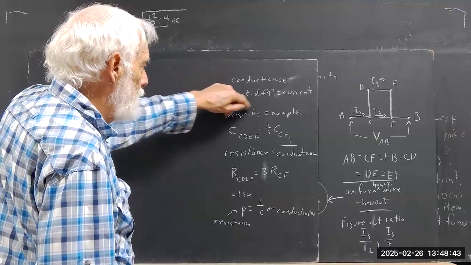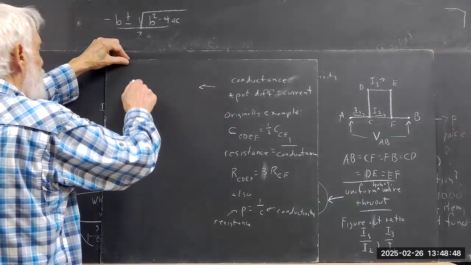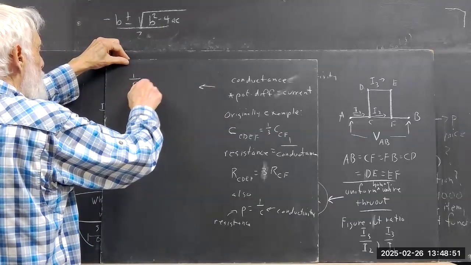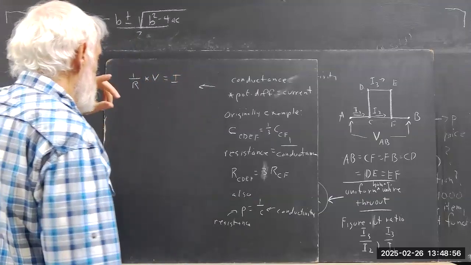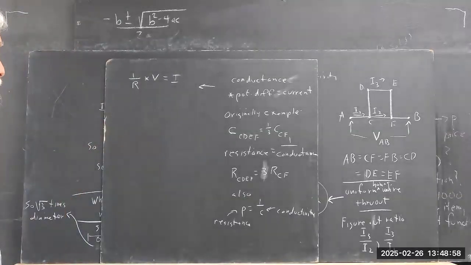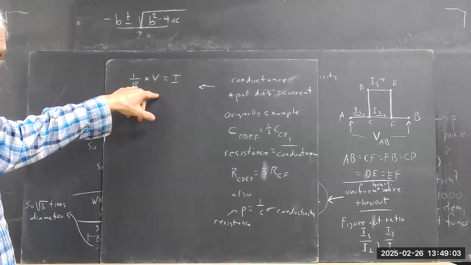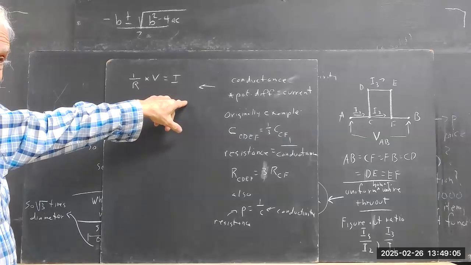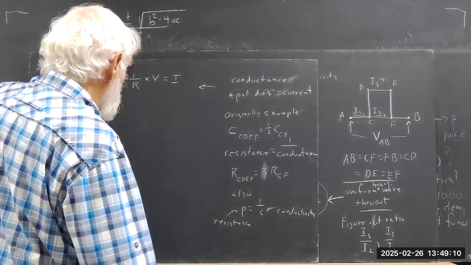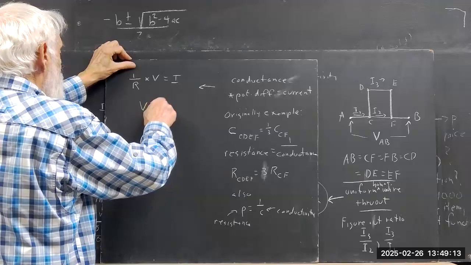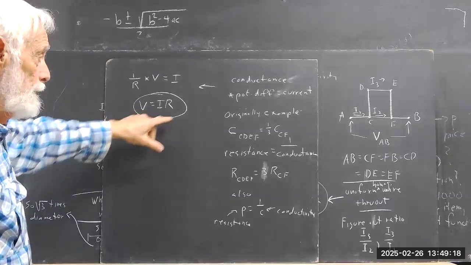Okay, well, if conductance times potential difference equals current, then using the traditional symbols, conductance, there's your potential difference, there's your current. Okay. And now you get in with the traditional symbols and the frequent form of Ohm's law, V equals IR.